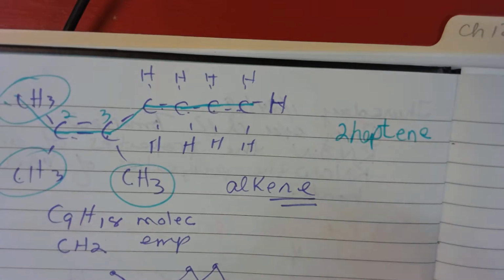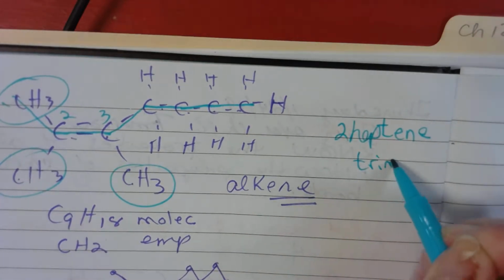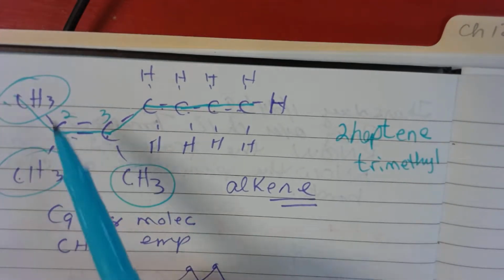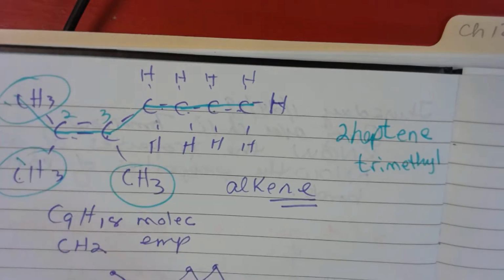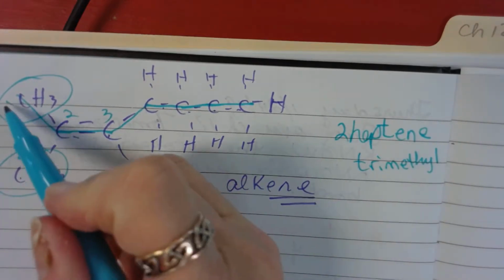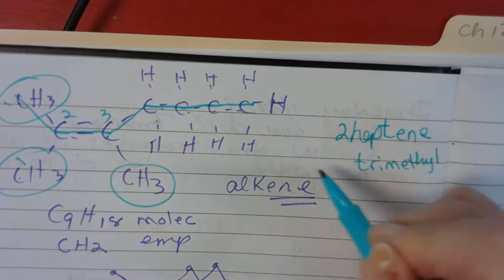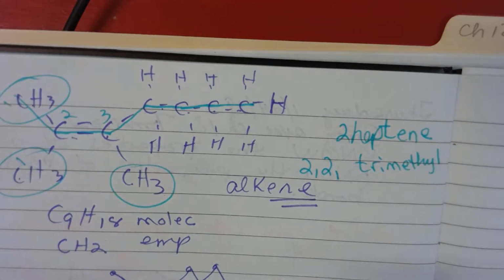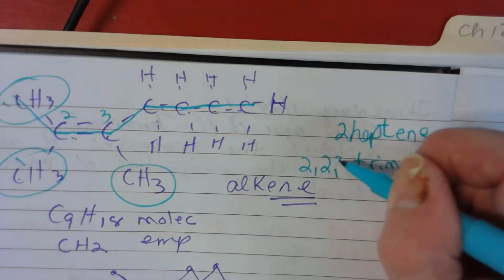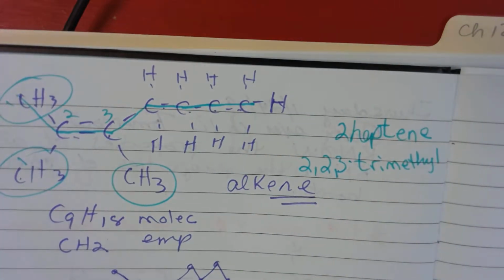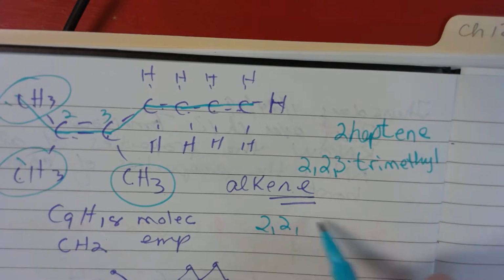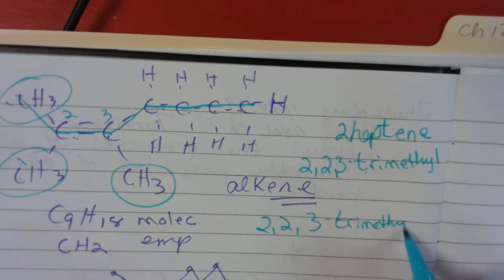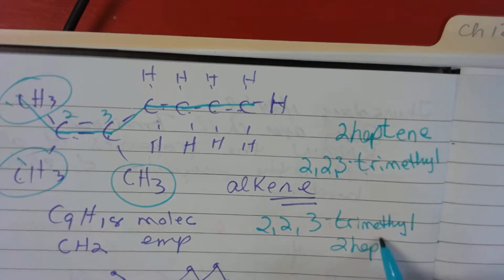So I'm going to use trimethyl because I've got 3. And then 2 of my methyl groups occur at carbon number 2, so that would be 2, 2, and I'd have to show both 2's. And then the other one is at 3. So when you put it all together, you've got 2, 2, 3-trimethyl-2-heptene.